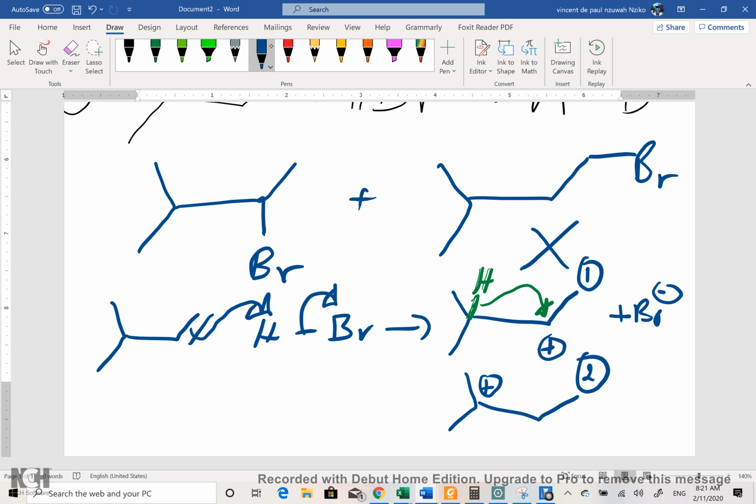Does this happen every time? Every time you form a carbocation that is next to a tertiary center, there will be a migration. Does that make sense? And this kind of migration is called a 1,2 hydride shift.